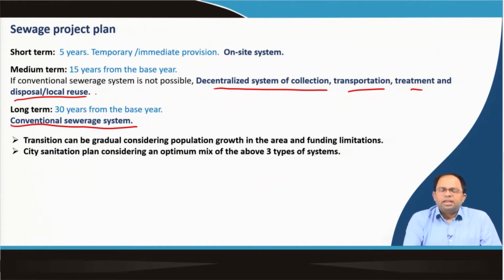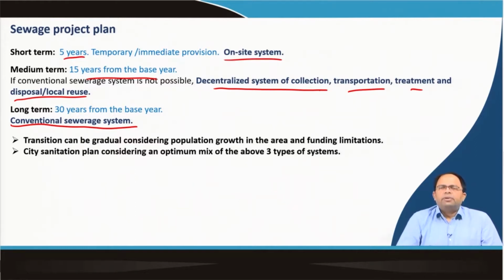Because this is decentralized, it is done at a smaller locality level or at many smaller points. We collect, transport and treat the waste locally, and we can do some amount of local reuse as well. If we design this kind of system, we can think of a 15-year period from the base year. And if we have to provide sanitation immediately and there is no infrastructure in place, we can think of even shorter periods of 5 years, when we can provide on-site systems.